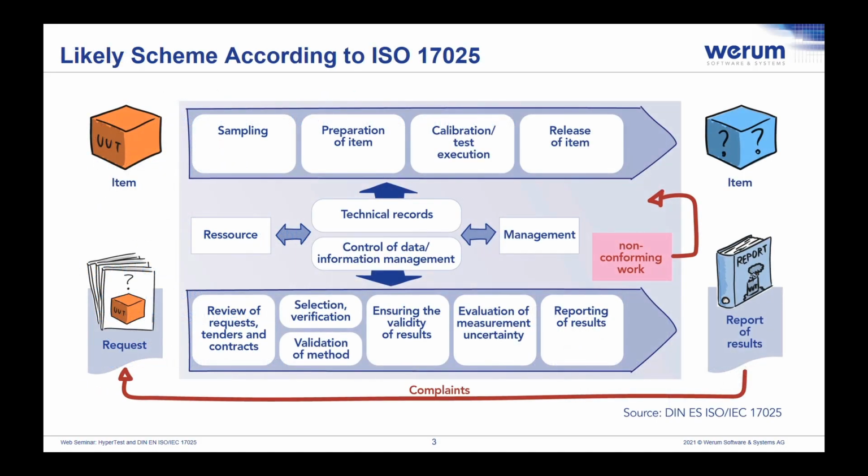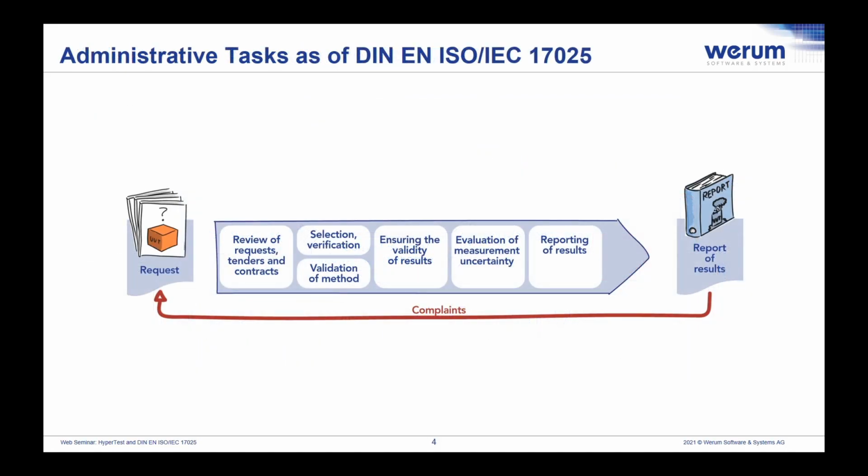Everybody who has ever been concerned with the ISO 17025 standard has come across this chart. The top arrow describes the physical area, the bottom arrow the administrative area, and the information management is located in the middle between them. This extract shows the administrative task of the scheme. In the first part of our presentation, I'd like to show you how HyperTest can support these requirements. Later on, we will also attend to the other areas and HyperTest's part.